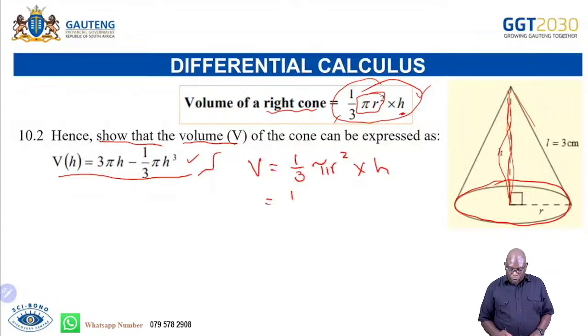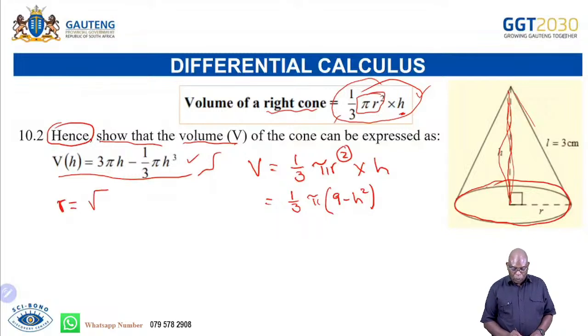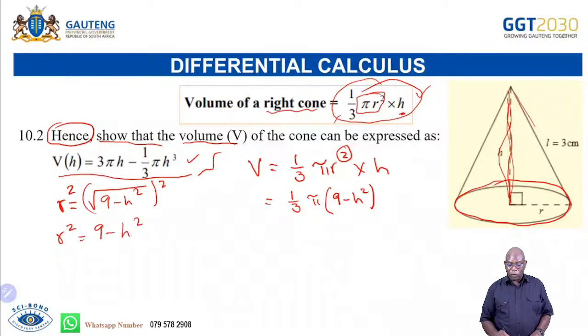So it's 1/3, but I know that the r is no longer r. We must change that r, because we use what we got previously. So it will be 9 minus h squared. You see, I'm not putting a square. Why? It is because the r is the square root of 9 minus h squared, which means that r squared will be, if I square this, I'll get 9 minus h squared. So that's why in the r squared, I'm not putting a square up there.